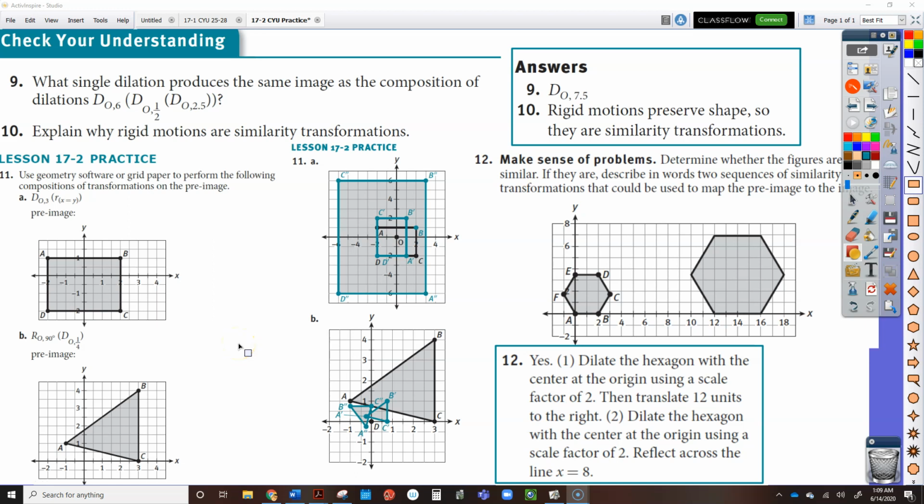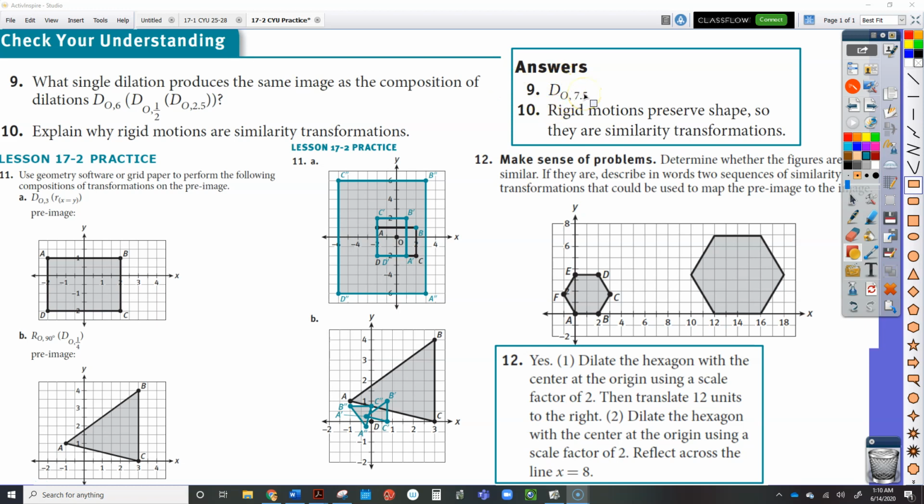All right, the answers to 17-2 practice. Check your understanding 9 and 10 and then the practice. So, what single dilation produces the same image as the composition of dilating by 2.5, then dilating by a half, then dilating by 6? I'm assuming that is just those three numbers multiplied together. We'll see. I haven't done it yet. 2.5 times 0.5 times 6 comes out to be 7.5.